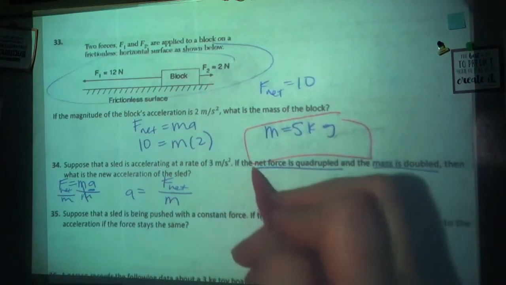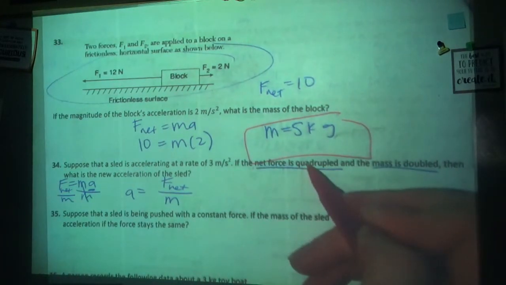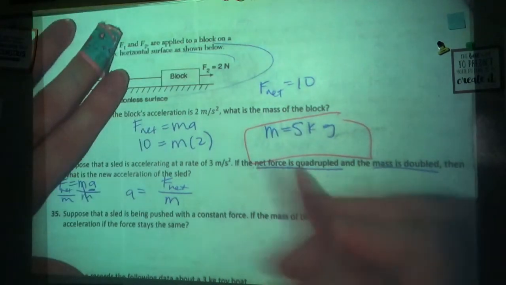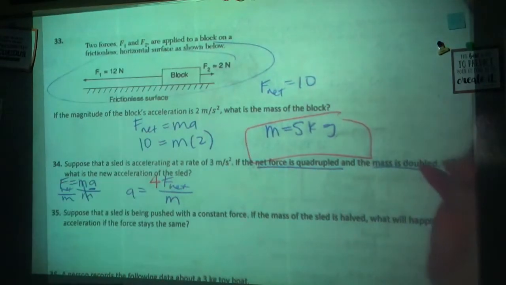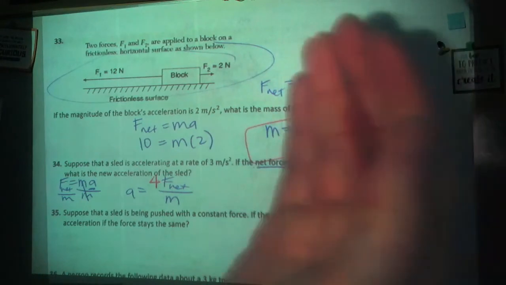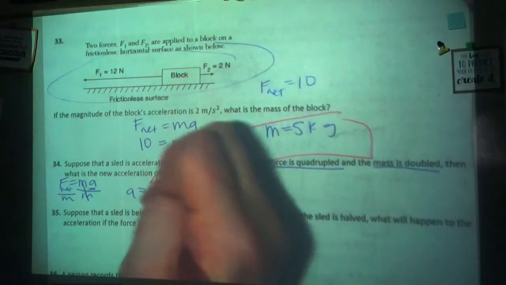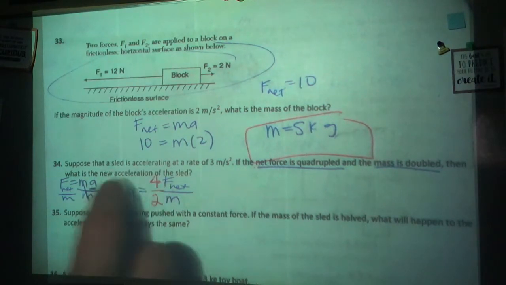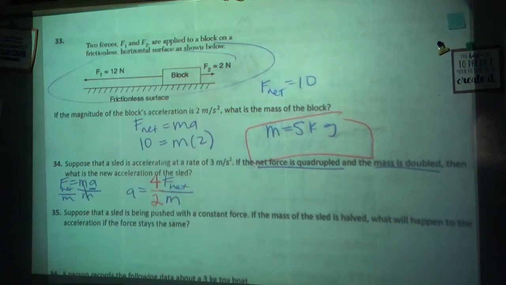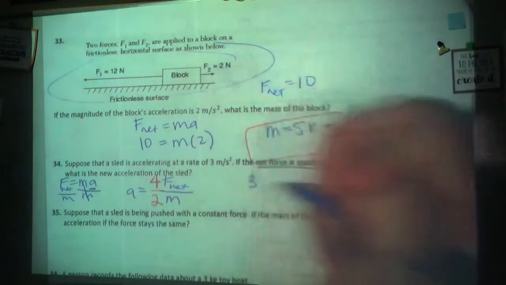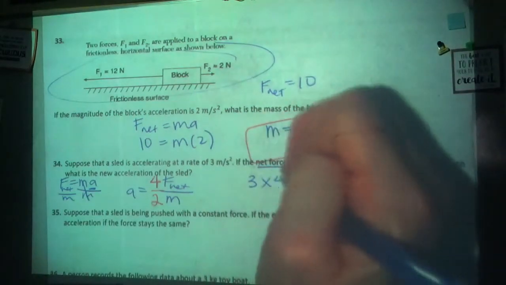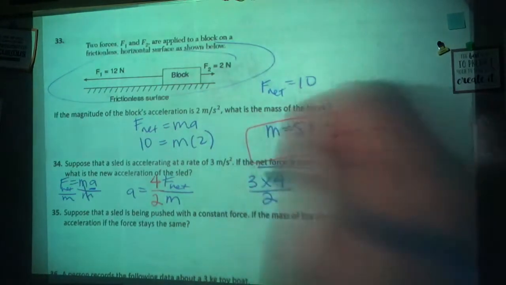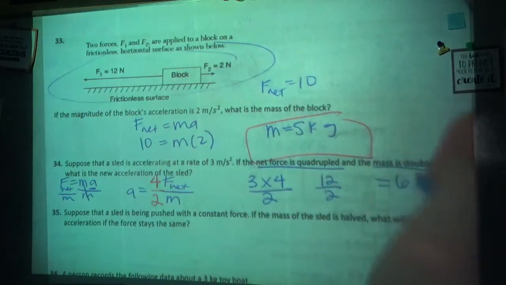Now, if I have a bigger force, that's going to mean a bigger acceleration. Specifically, quadrupled is 4 times the force. And if I have a bigger mass, that actually means it's going to go a little bit slower, because more mass is heavier, so it'll go slower. In this case, it goes slower because it's dividing by the mass. So it's like times 4 on top, but you're dividing by 2 because you have a 2 on the bottom. So I'm going to take my old acceleration of 3, I'm going to multiply by 4, but I'm going to divide it by 2. So I get 12 divided by 2, which is going to give me 6 meters per second squared.